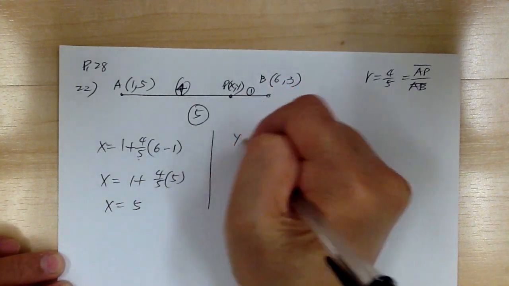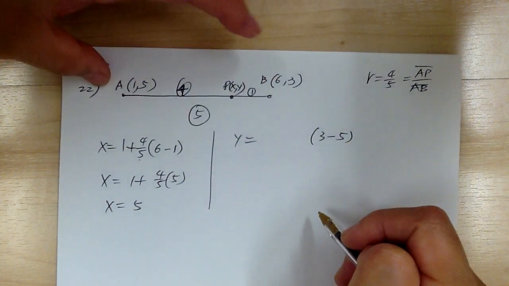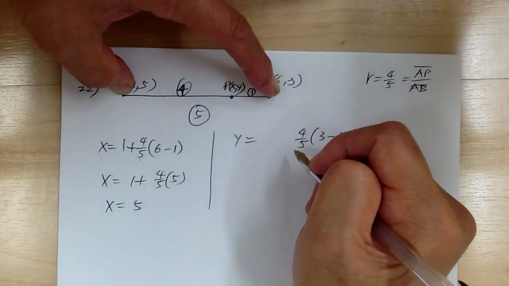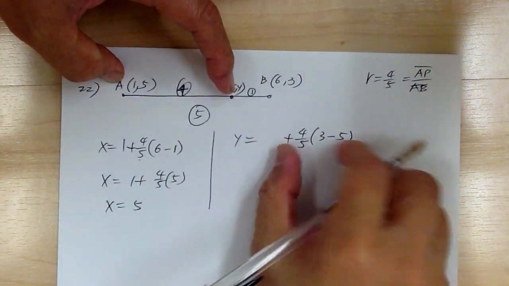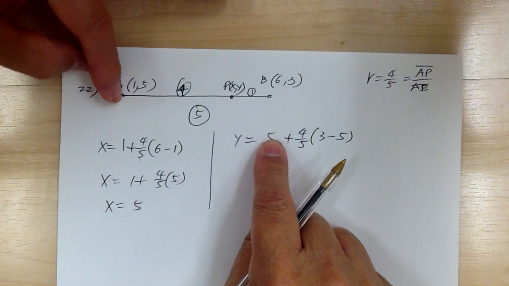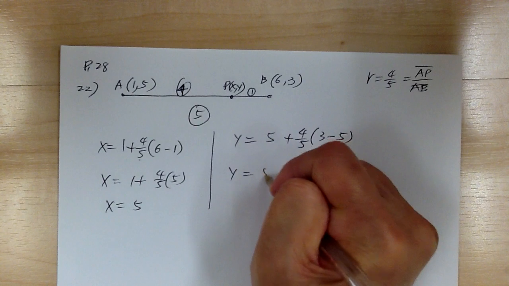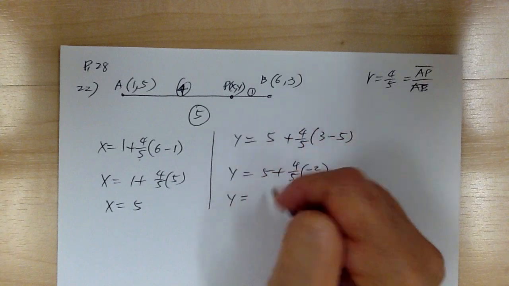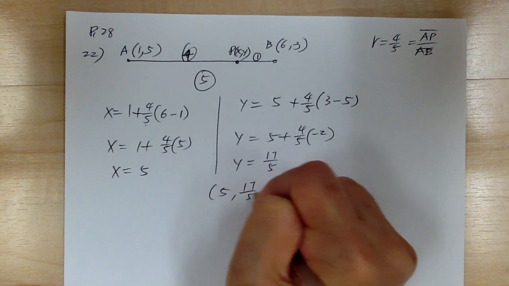Okay, then do the y. So same thing, you're going to get 3 minus 5, which gives you the whole thing, times by 4/5, that's your R. So times by 4/5 will give you this distance, and you have to add what you start out, right? So again, this is your distance, but to find a value, you have to add the starting point. So you start at 5, you add this distance, and it will give you this value of y. So y equals 5 plus 4/5 times negative 2, so y equals 17/5. So your coordinate would be (5, 17/5).